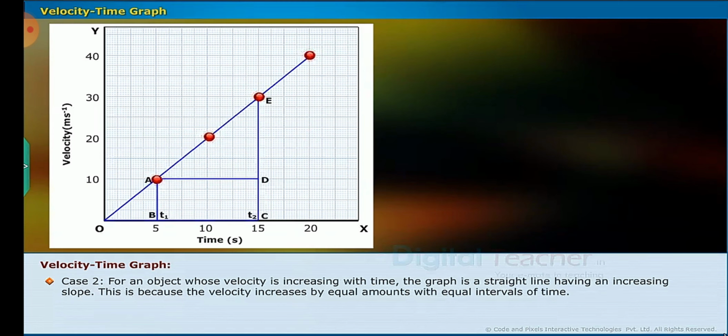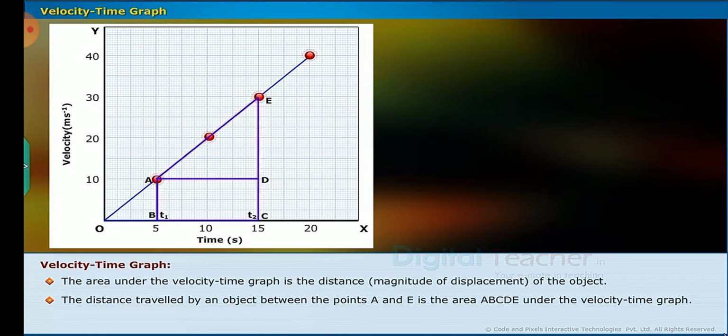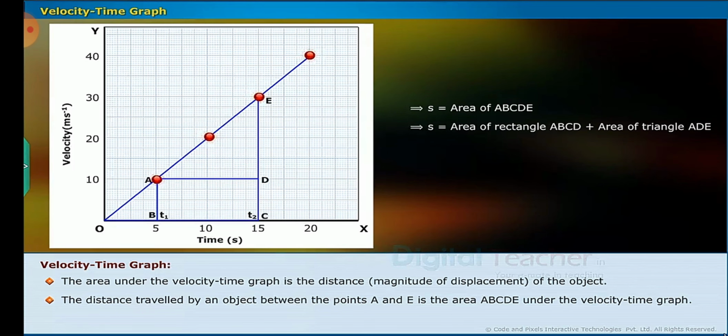Case 2. For an object whose velocity is increasing with time, the graph is a straight line having an increasing slope. This is because the velocity increases by equal amounts with equal intervals of time. The area under the velocity-time graph is the distance, that is, the magnitude of displacement of the object. The distance traveled by an object between the points A and E is the area ABCDE under the velocity-time graph. It implies S equals area of ABCDE. This is S equal to area of rectangle ABCD plus area of triangle ADE. Implies S equals AB into BC plus half into AD into DE.